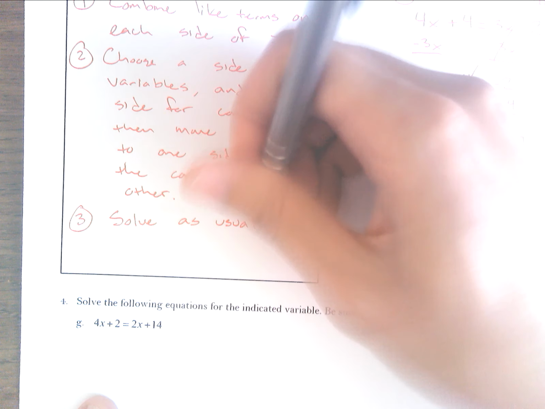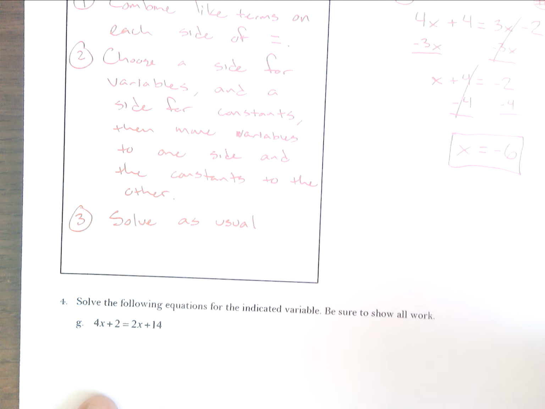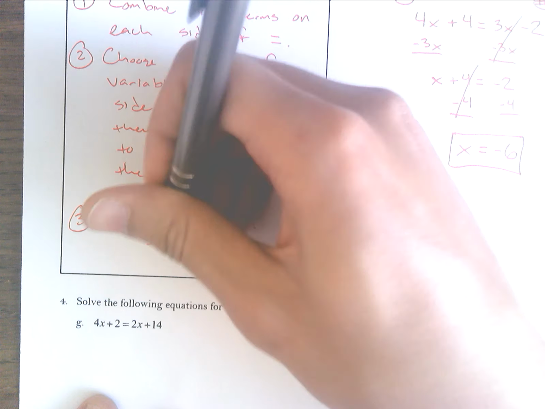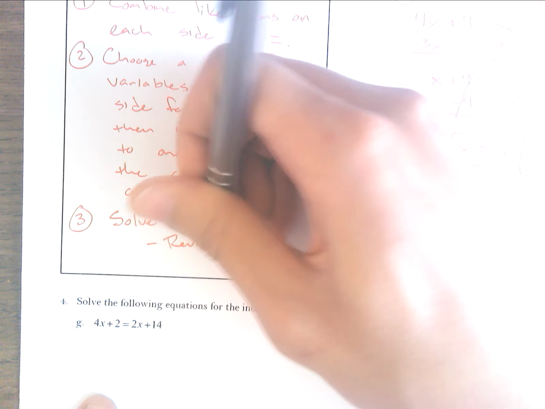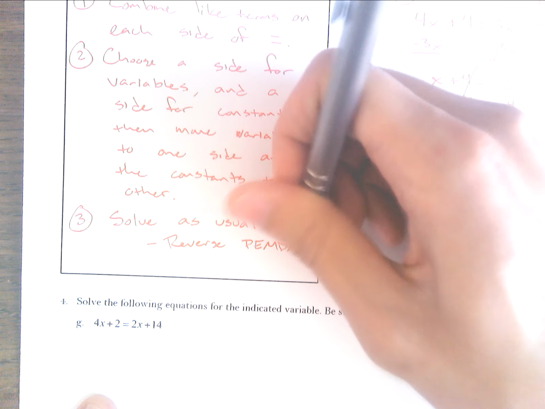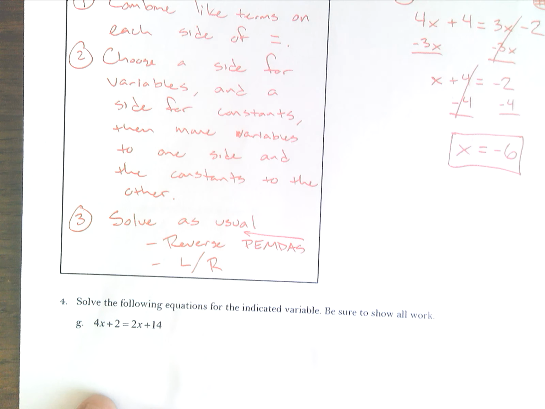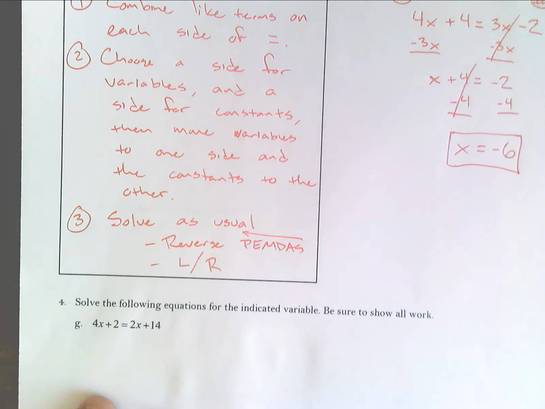But for some examples, and we'll see, we're going to have to solve them for our variable. And so as a reminder, to solve, we use reverse PEMDAS. So that's the reverse order of operations. And then also, if you do something to the left-hand side, you must also do it to the right-hand side. Let's take a look at a few examples.